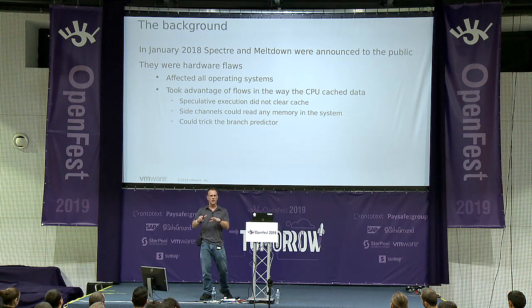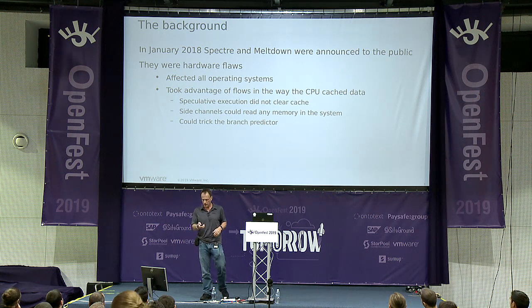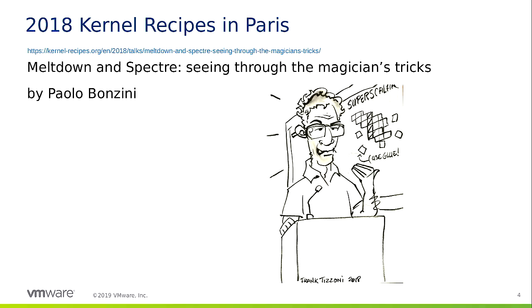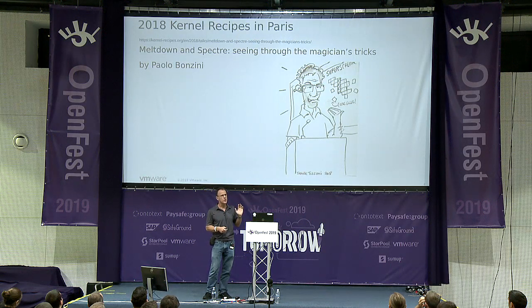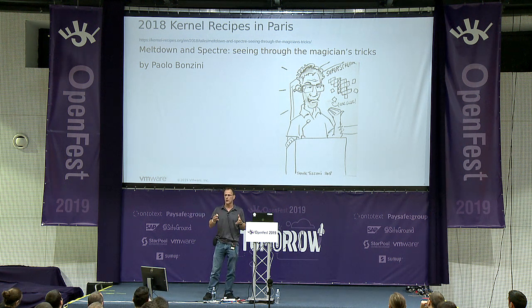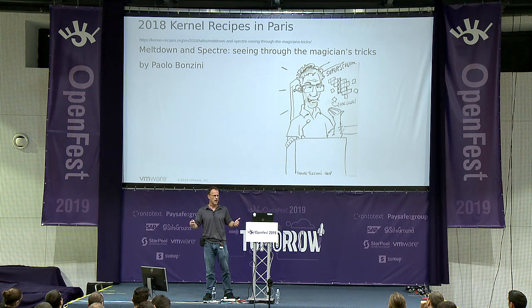I'm not going to talk about Meltdown, but I'm going to talk a little bit more about Spectre. And I'm not going to really go into the true details of it. That's because at Linux Kernel Recipes in 2018, Paolo Bonzini gave an awesome talk, and it's online. So if you go to kernel-recipes.org, in fact, I'll post these slides somewhere, it does have the link to where to get to this talk. He goes into the details about the Intel architecture that describes why this is a problem.